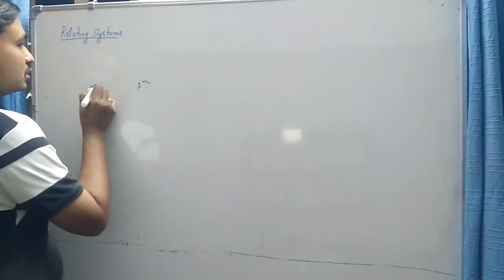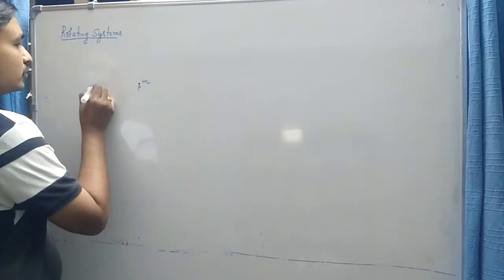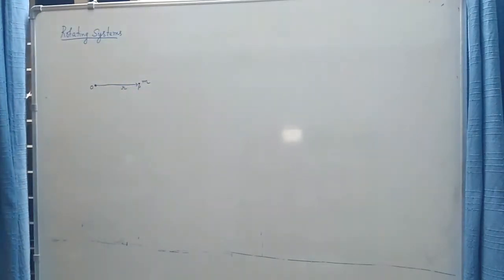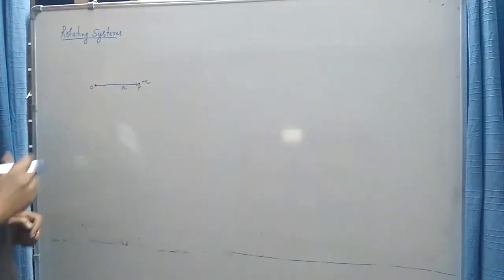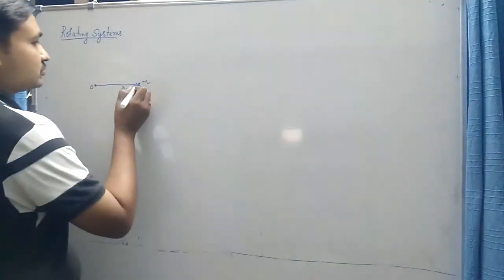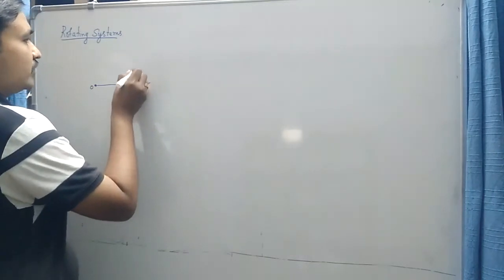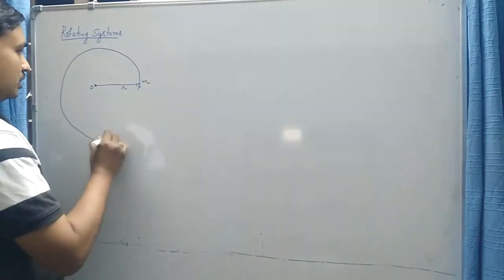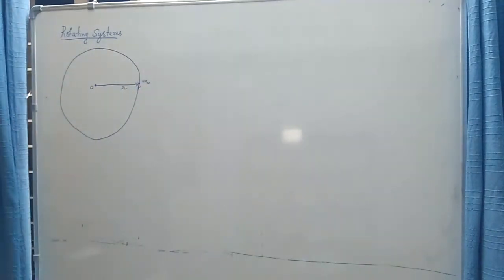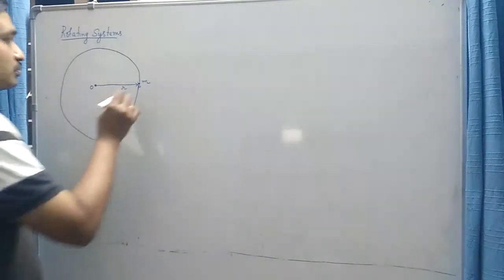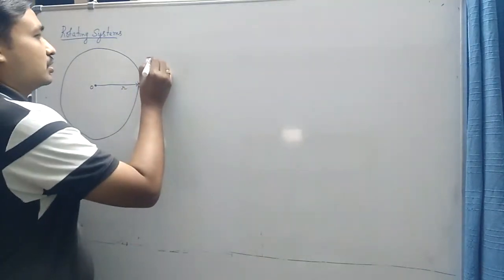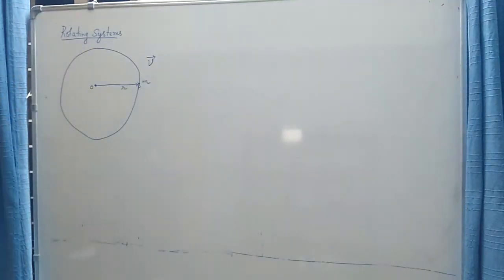The distance or the position of this particle from the origin is represented by a vector r. So r represents the magnitude of the distance between these two points. Now suppose the particle is revolving about this point O, it is executing a circular motion. Let this particle be moving with a constant velocity v. So v represents the velocity of the particle. It is again a vector quantity.